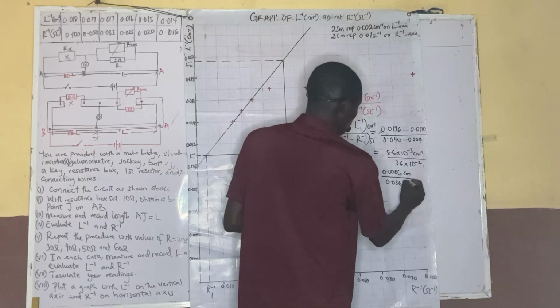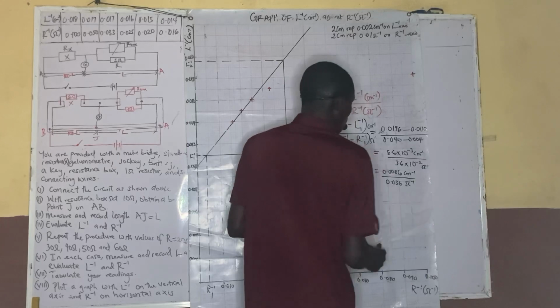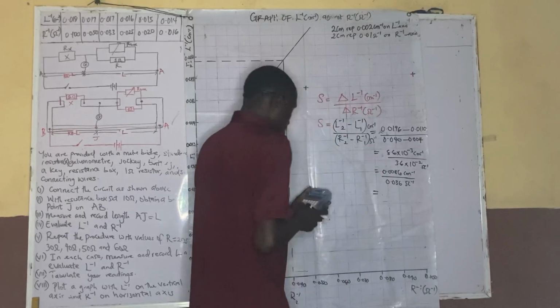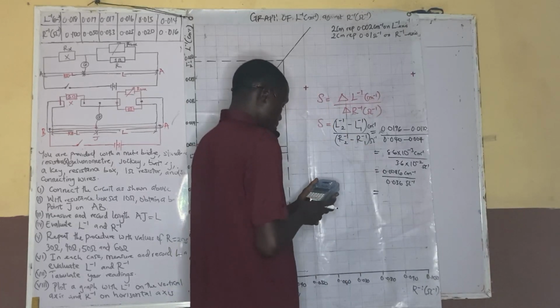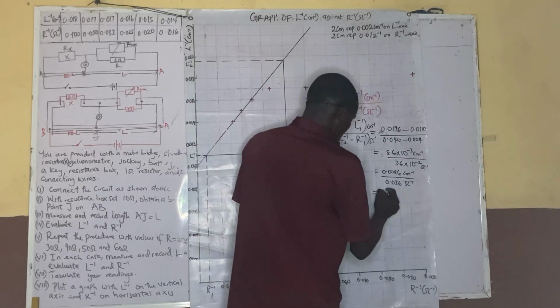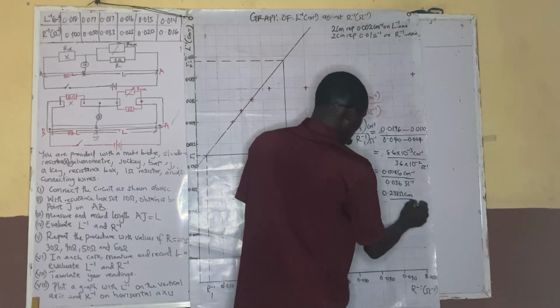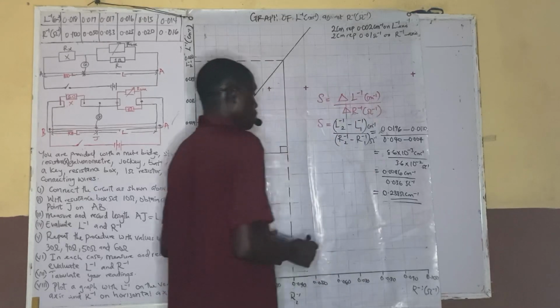Don't confuse yourself with it. If you cannot use the standard form, use normal words. So we have 0.0086 divided by 0.036. The answer here is 0.230 ohm per centimeter. So that's that about that.